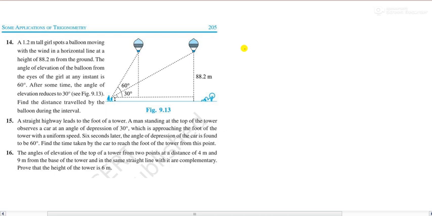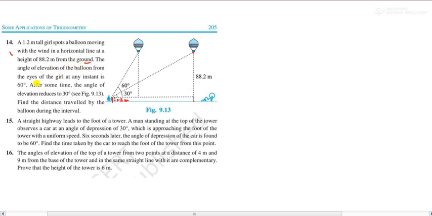What have they given? Yes, read it. A 1.2 meter tall girl spots a balloon moving with the wind in a horizontal line at a height of 88.2 meter from the ground. Okay, so there is a girl over here. You can see her height is 1.2 meter. Now she is looking at a balloon. The balloon is over here. The height of balloon from ground is 88.2. You can see it here.